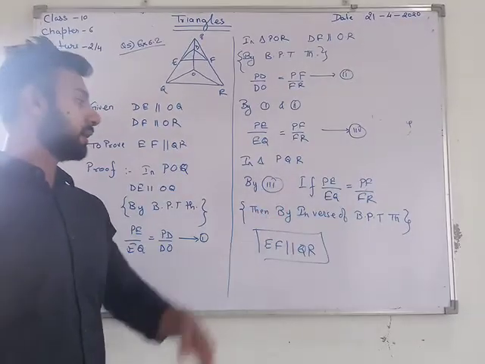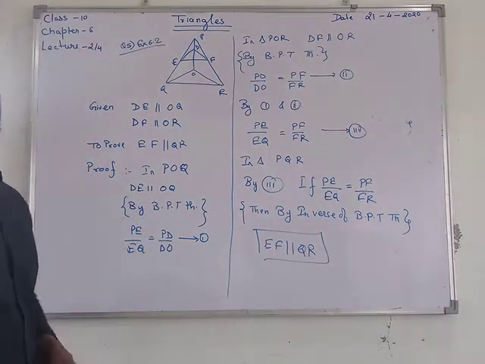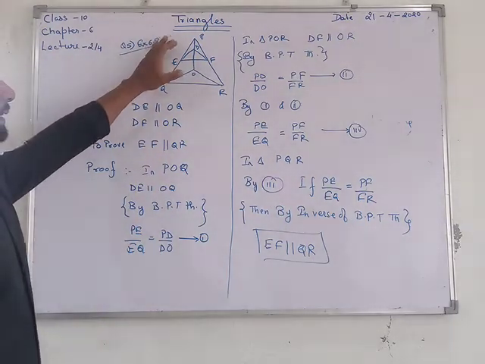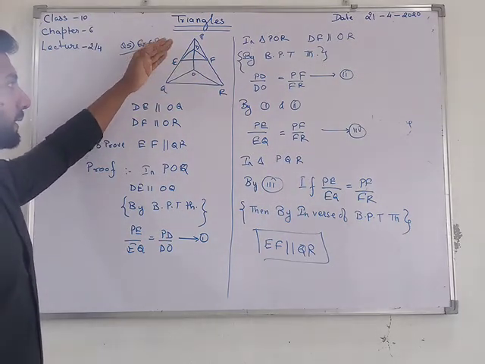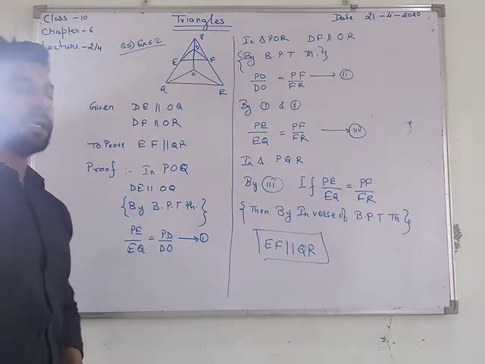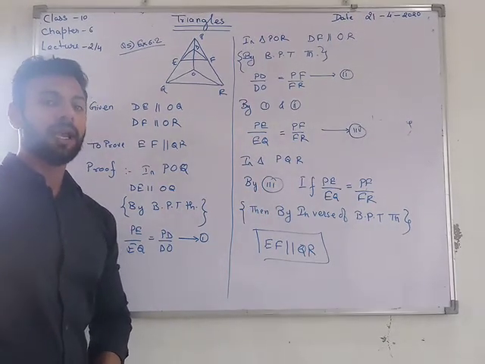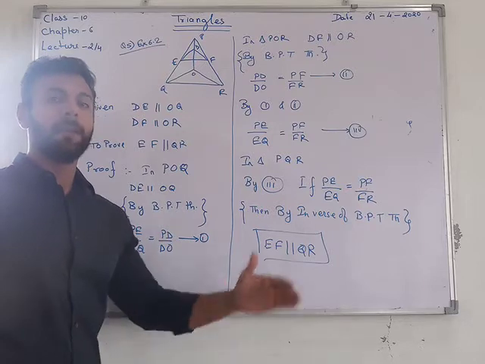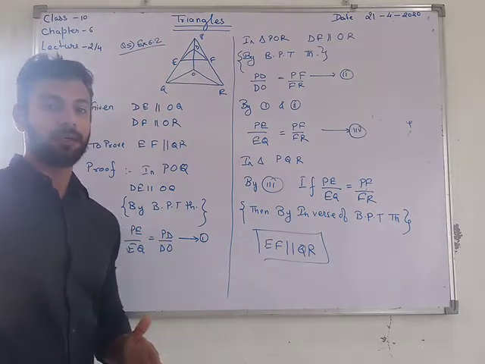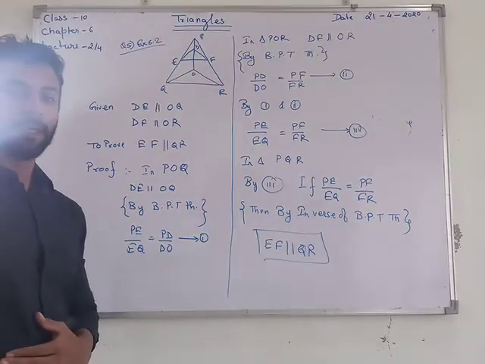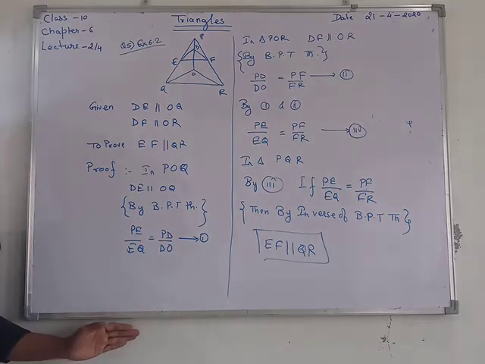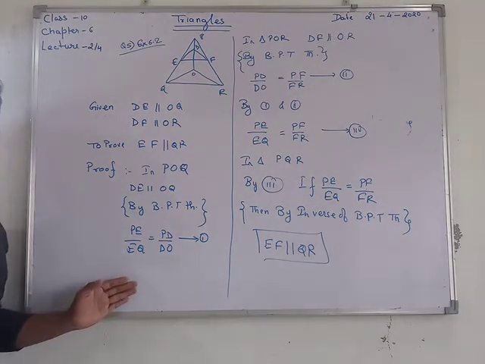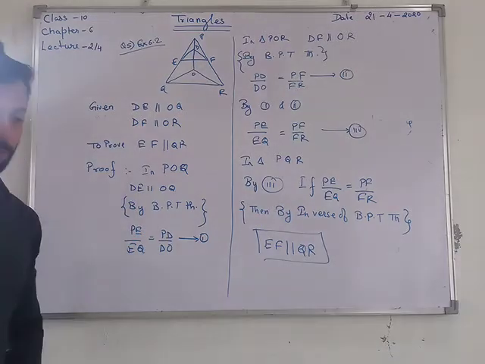What is inverse of BPT theorem? Inverse of BPT theorem says that if in a triangle a line is dividing the opposite side and the ratio of the opposite side are equal, then the line which is dividing the opposite side is parallel to the third side. So in this manner we have to solve the question based on BPT theorem and inverse of BPT theorem. Let us move to the next question of the topic.